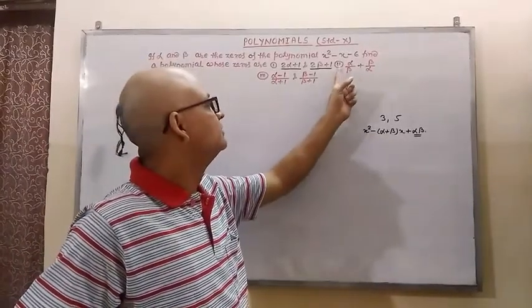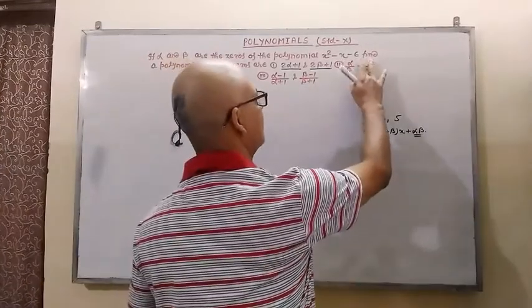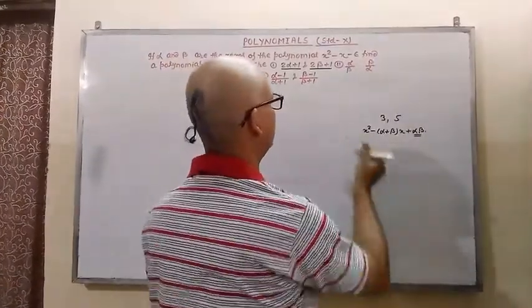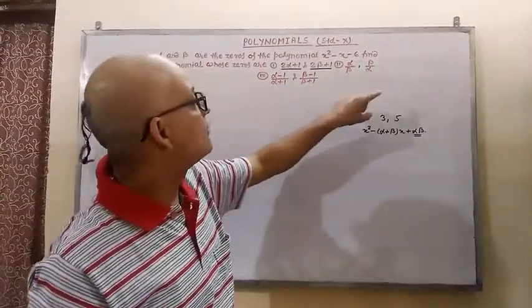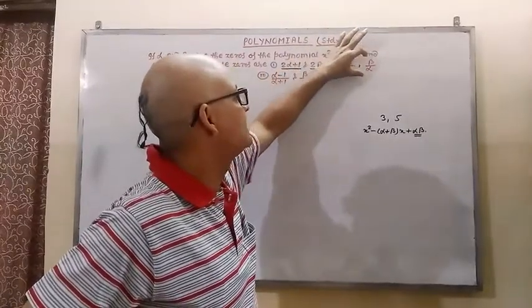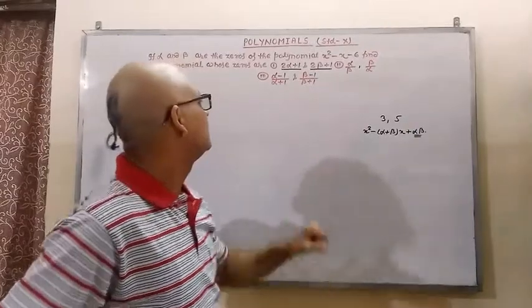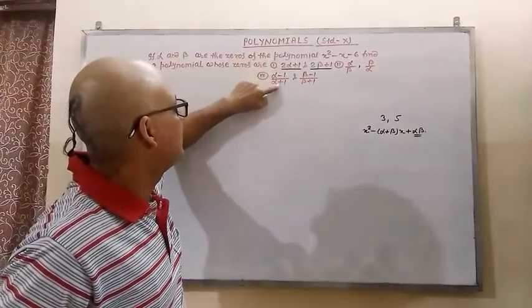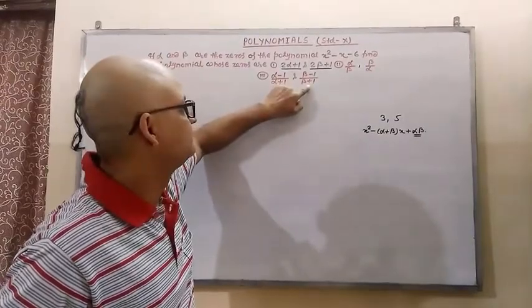Second question is alpha by beta, beta by alpha. It means find a quadratic polynomial whose zeros are alpha by beta and beta by alpha. Third one is alpha minus 1 by alpha plus 1 and beta minus 1 by beta plus 1.